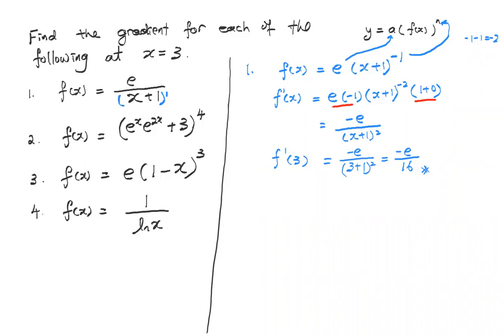Okay. For number 2, what you need to change is this one. You have to write it as (e to the power of 3x plus 3) to the power of 4. Then you straight away apply the chain rule. Is that okay?